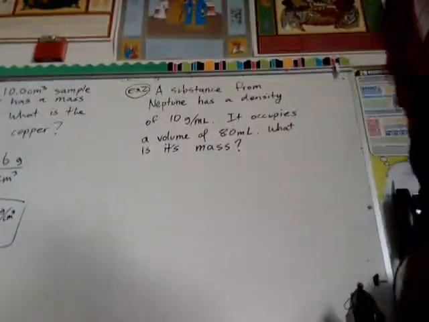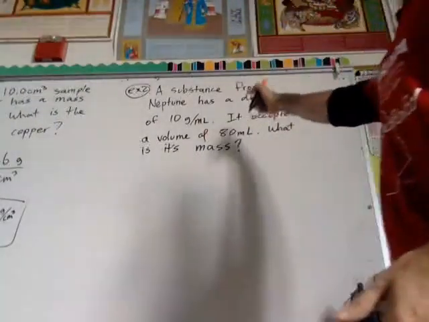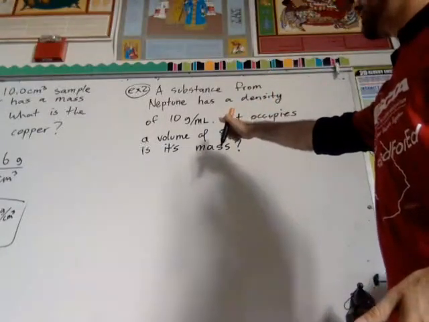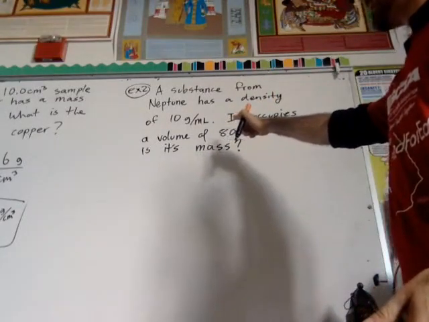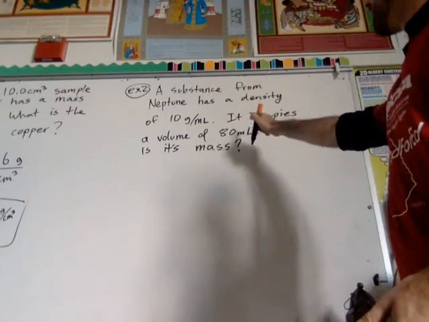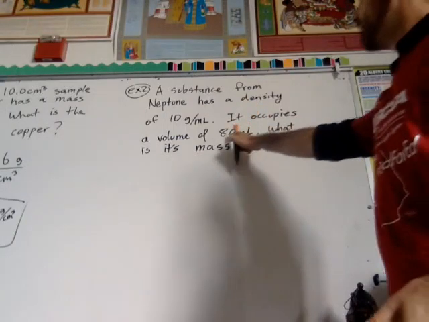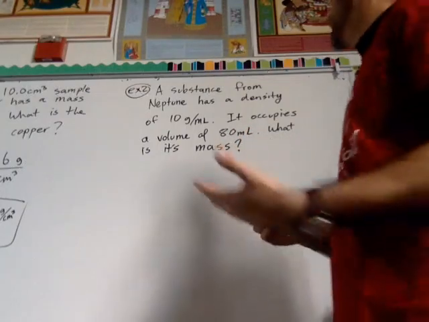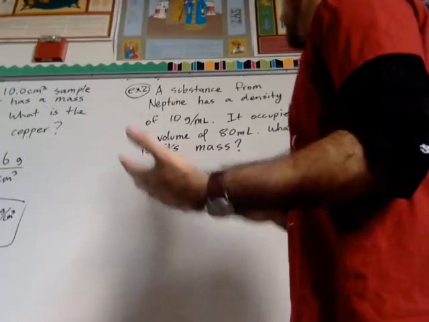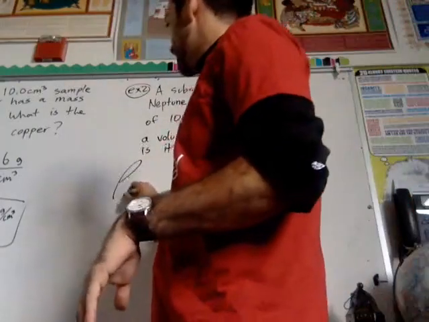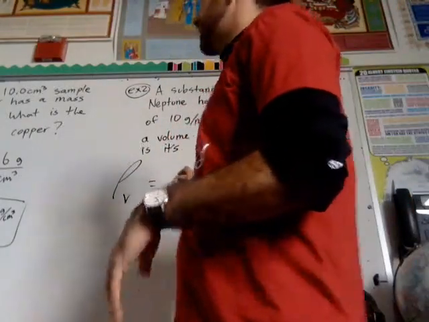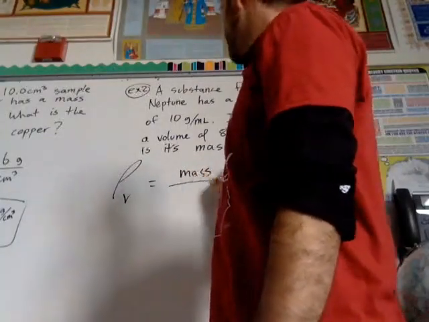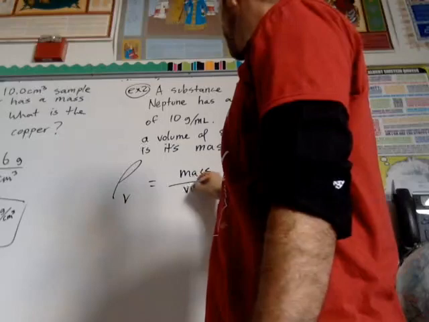And let's look at it. A substance from Neptune has a density of 10 grams per milliliter. That's fine. It occupies a volume of 80 milliliters. What is its mass? Okay, so let's see. We have a density. It's talking about volume, so I know it's another density volume problem. And I'm just going to write here, we have a mass, and we're going to have a volume.